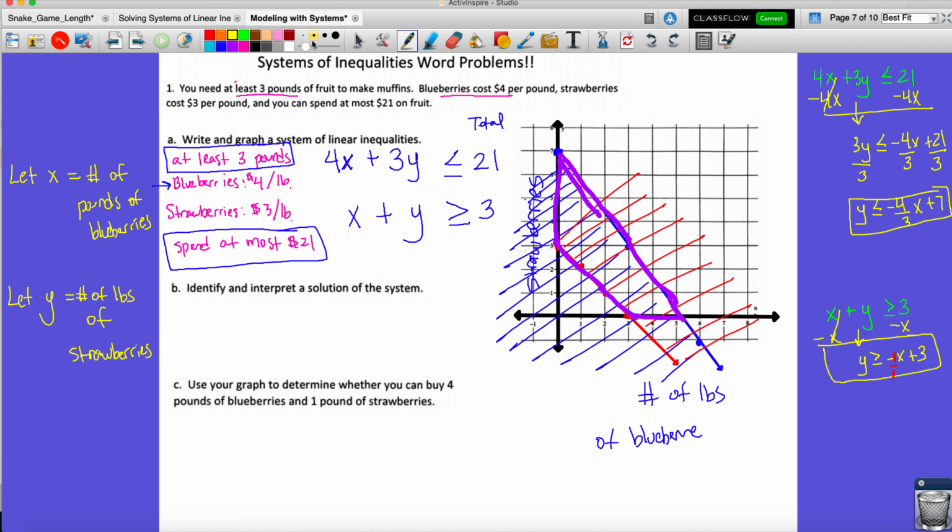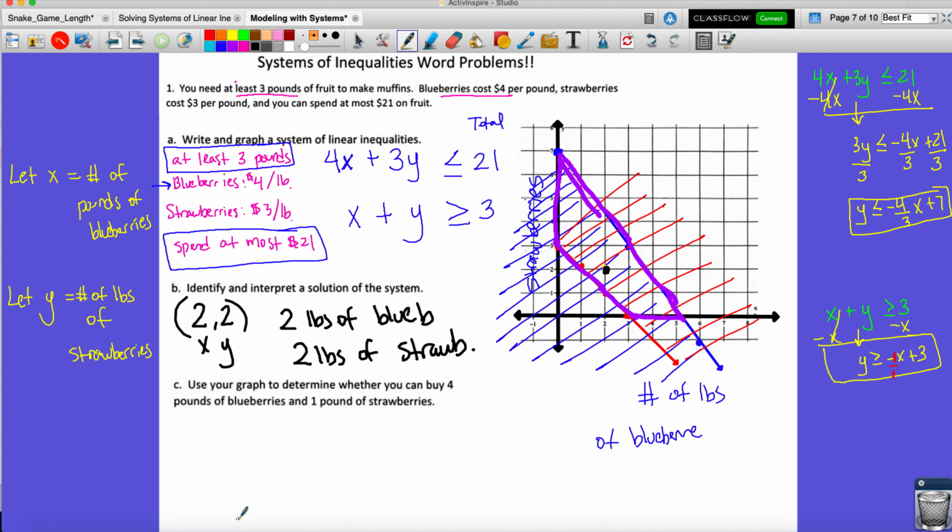Now, if we were to go back, it says identify and interpret a solution to the system. That's anything where there's overlap. You see what all of this overlap is? So you can choose a nice number that's right in the middle, if you have to choose. This is 2 comma 2. So 2 comma 2, remember this is x comma y. This means 2 pounds of blueberries and 2 pounds of strawberries. And that means that if I go and buy that, that's valid.